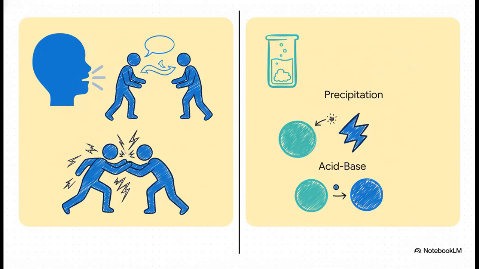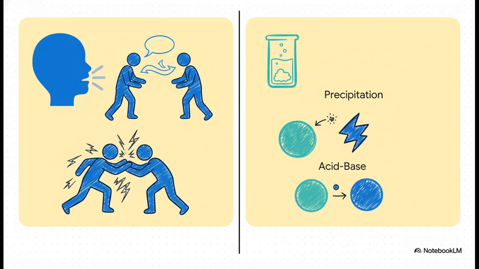It's kind of like how we classify human interactions. We put labels on things all the time, right? When we share information, we call it communicating. When there's a conflict, we might call it fighting. Well, scientists do the exact same thing with chemistry.